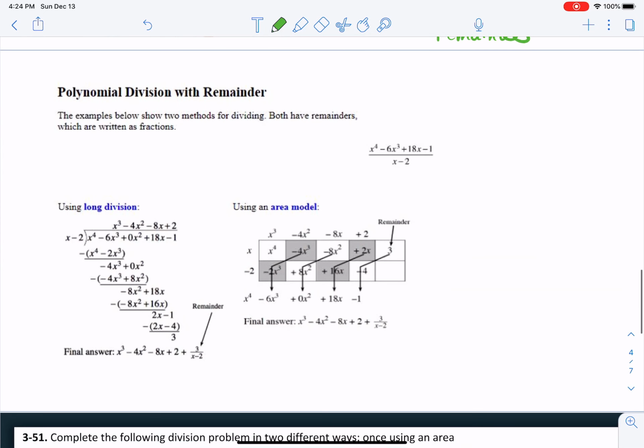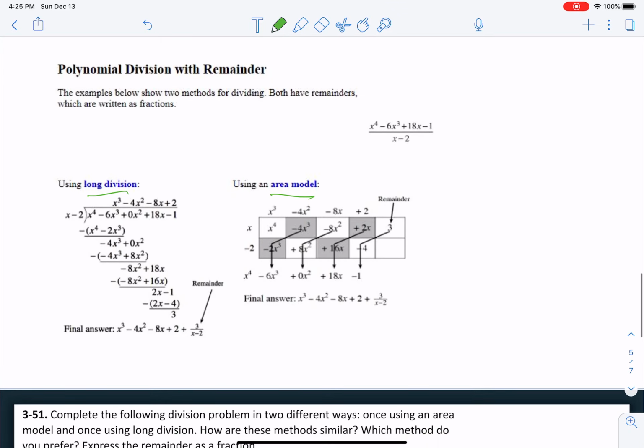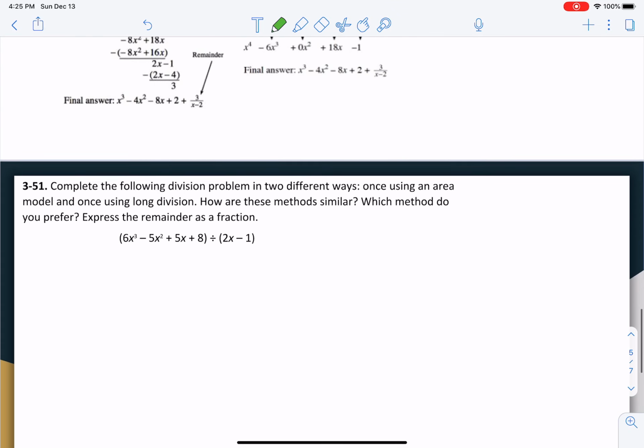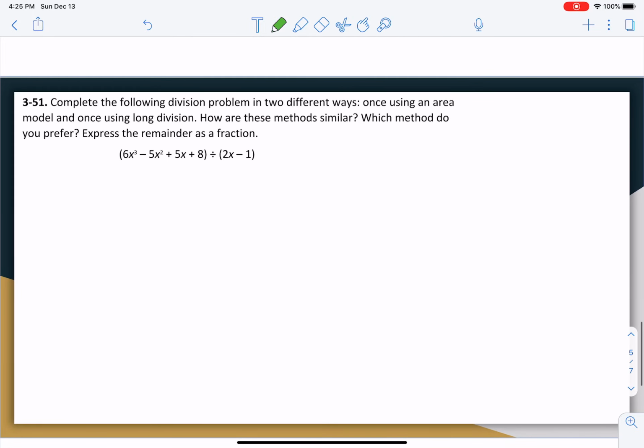So I've added in your notes from your book the process for long division and the process for using an area model. You pick whichever works best for you, and you can do both methods to double check your answers. So again, which method do you prefer?